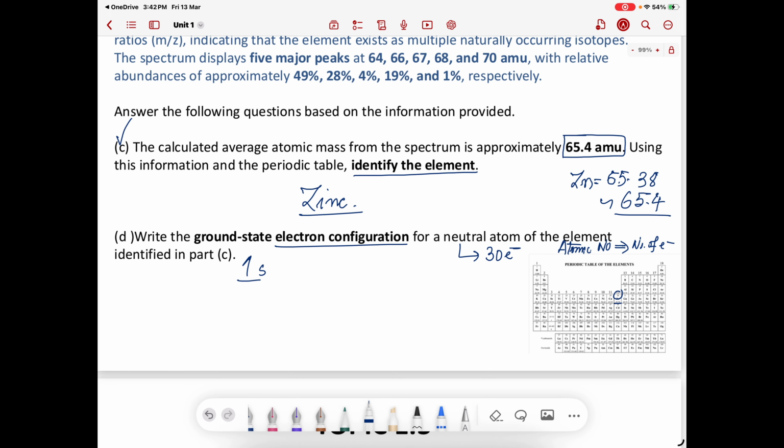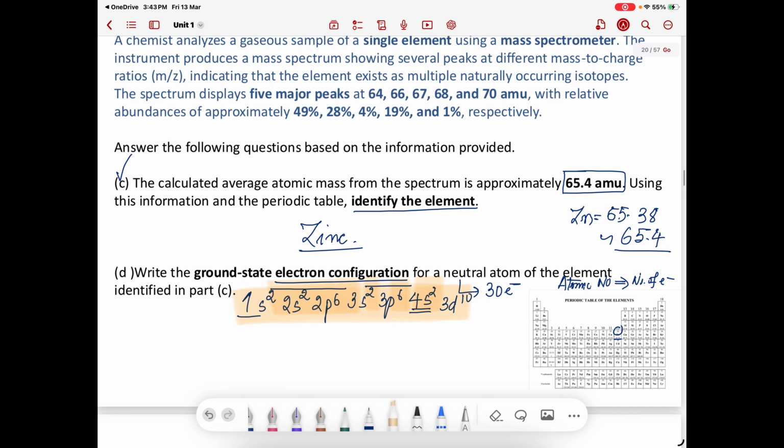So the configuration is going to be 1s2, 2s2, 2p6. So you have 10 electrons. 3s2, 3p6, 4s2. So you have to remember 4s2 will come before 3d. So first check: you have 10 electrons, 12, 18, 20, and here you will have 3d10. So this is my electron configuration for zinc. If you don't remember the electron configuration, we're going to review it soon in the upcoming videos. Now practice more questions.